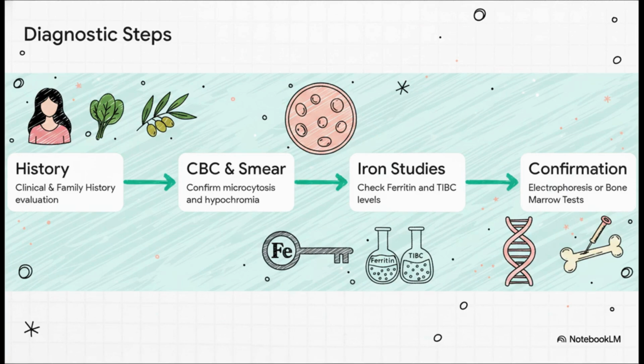Step 1 is always the clinical and family history. Are they having heavy menstruation? Are they strictly vegetarian? Step 2 is the CBC and a peripheral smear to visually confirm microcytosis and hypochromia. Step 3 is the critical pivot point, iron studies. Checking ferritin and TIBC will immediately separate your iron deficiency and anemia of chronic disease cases from the pack. And only then do you move to step 4, ordering targeted confirmatory tests like hemoglobin electrophoresis for suspected thalassemia, or a bone marrow biopsy if you suspect those ring sideroblasts.